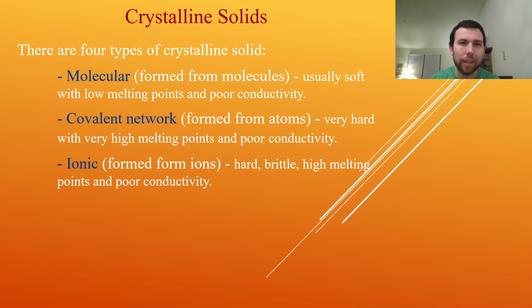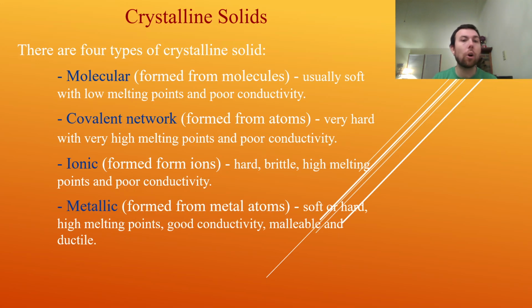And the last type of solid that we need to be aware of are metallic solids. Your metallic crystalline solids are going to be formed from metal atoms. Now, depending on your metal, it could be soft or hard. That's not necessarily super important. They have high melting points. They have good electrical conductivity and heat conductivity. They're malleable and they're ductile. Malleable simply means they can be made into thin sheets, and ductile means they can be drawn into wire.